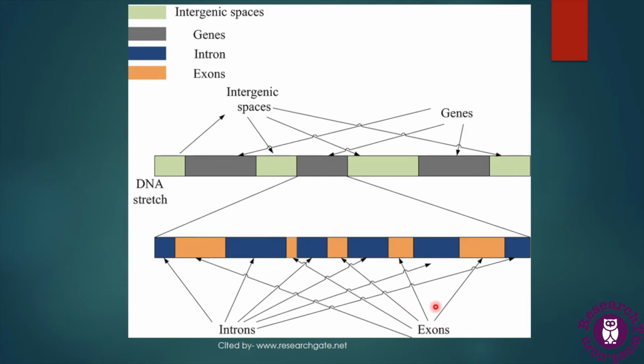These exons are responsible for translation and protein synthesis, and before translation, by the process of RNA splicing, these introns get removed from the mRNA transcript.